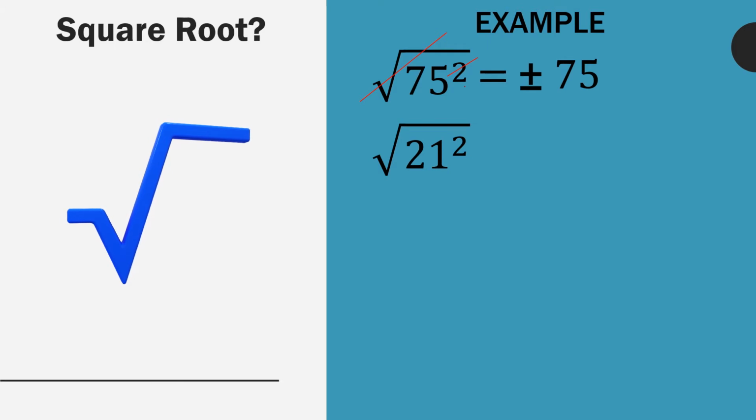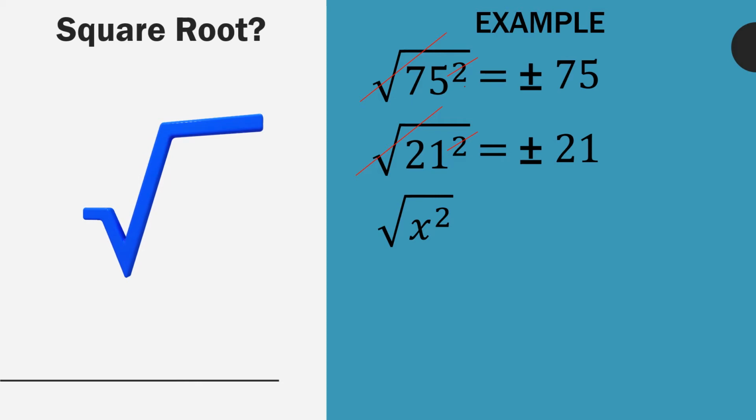Again, if you have the square root of 21 squared, cancel. So the answer is positive and negative 21. How about this? You will ask, sir, this is x squared, it's not a number. Again, relax. Do the same thing. Cancel out the radical sign and the square, and you will have x.